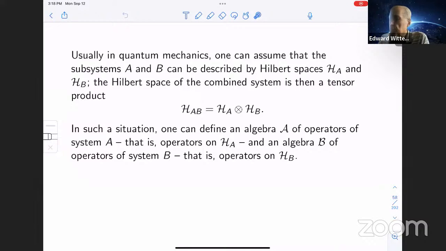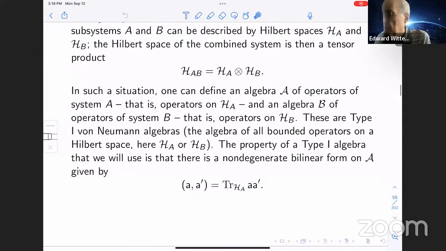In such a situation, we can define an algebra curly A of operators of system A. It's just operators on HA. And an algebra B of operators on system B. That's operators on HB. So by definition, these are type 1 von Neumann algebras. A type 1 algebra is the algebra of all operators on a Hilbert space, here HA or HB. Now, the property of a type 1 algebra we'll use is that there's a non-degenerate bilinear form on the algebra given by the trace in this Hilbert space.